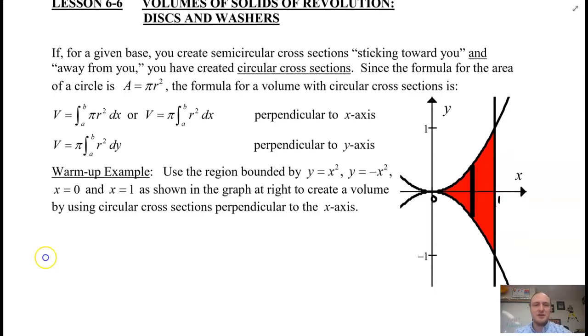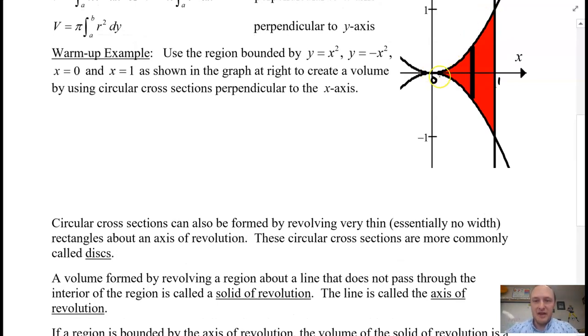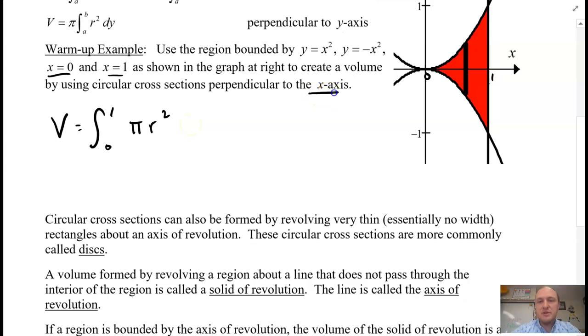Okay, so let's utilize our knowledge of cross-sections to find the region bounded by y equals x squared and y equals negative x squared, x equals 0 and x equals 1, as shown, to create the volume by using a circular cross-section perpendicular to the x-axis. So when they want volume, volume is equal to the integral from our bounds. We know our bounds are 0 to 1. And I know I have a circular cross-section, so the formula is pi r squared. And when they say perpendicular to the x-axis, that tells me it's dx.